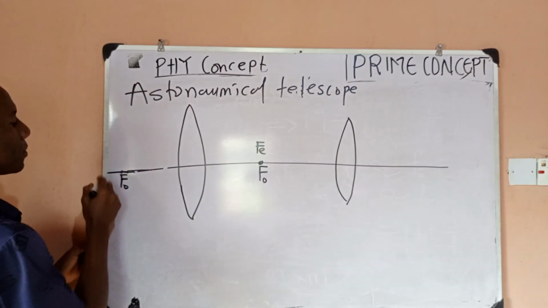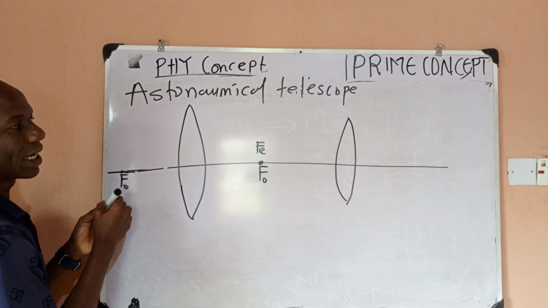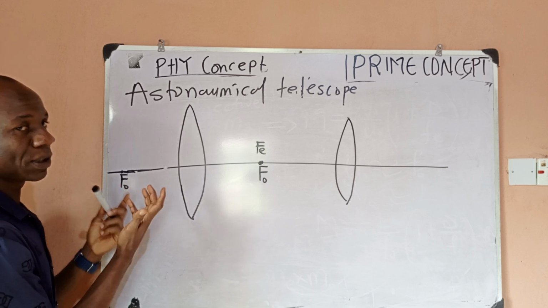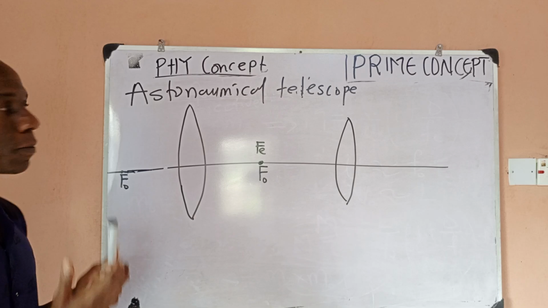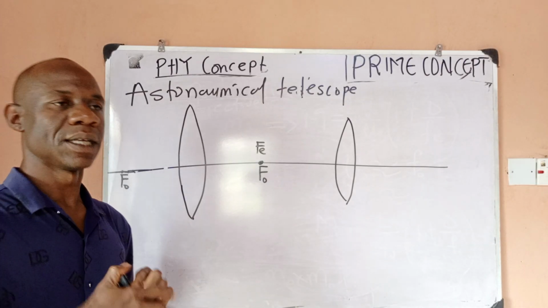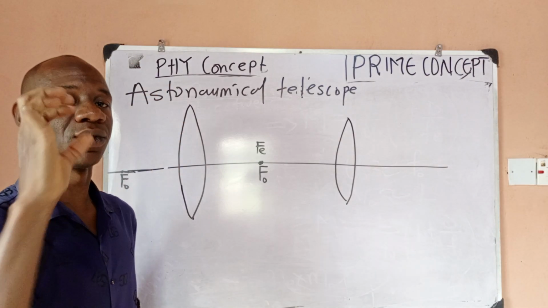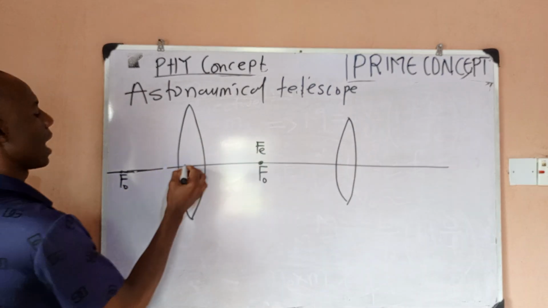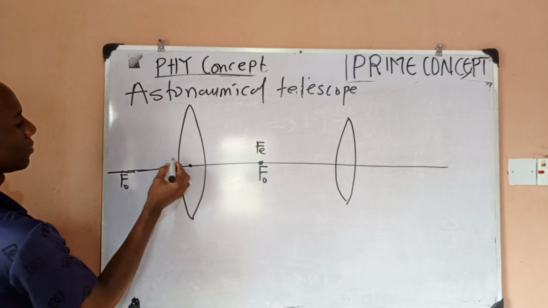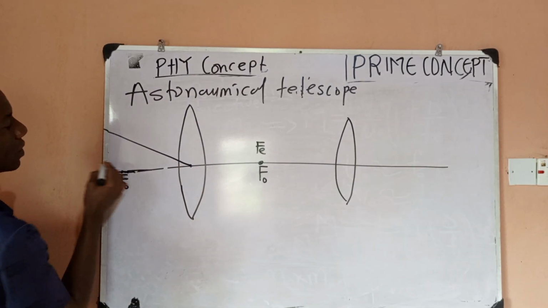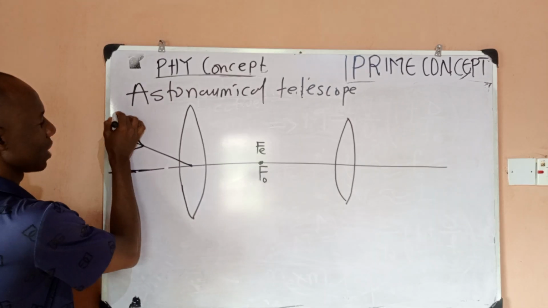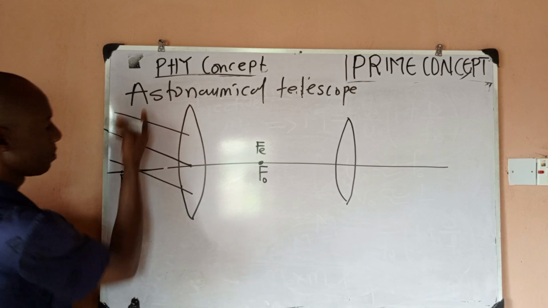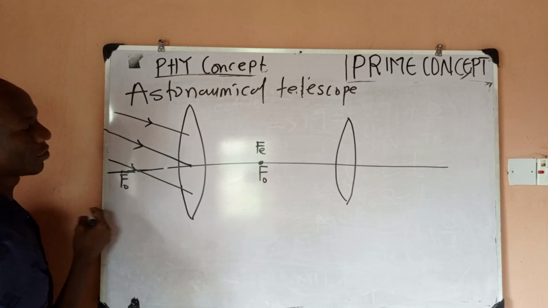Now say I have an object. Remember, we're trying to view something that is very far, say at a distance at infinity. When we are dealing with ray diagrams, an object at infinity is usually indicated using parallel lines or parallel rays. So say we have our object coming as parallel rays from infinity, like this, like this, and like this. These are parallel rays of the object coming from infinity.